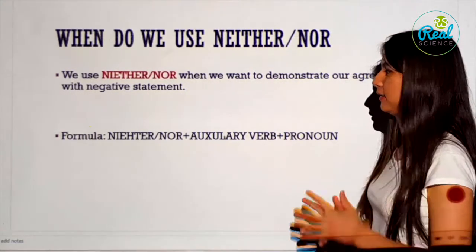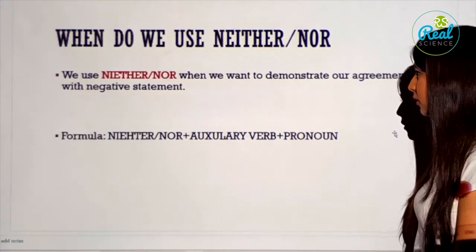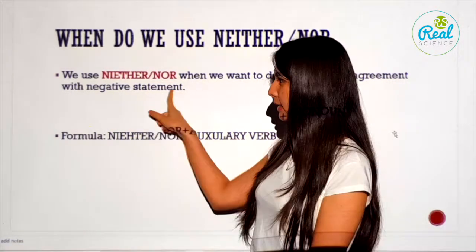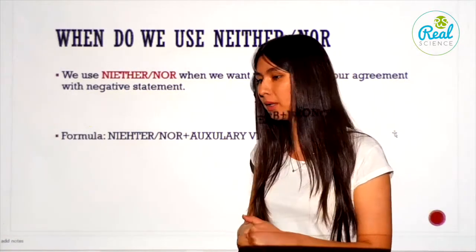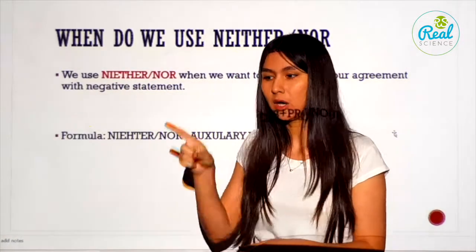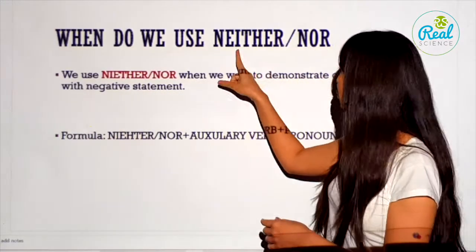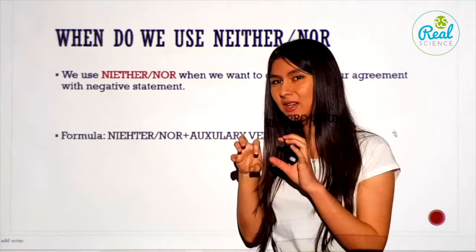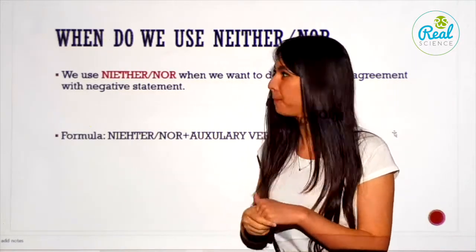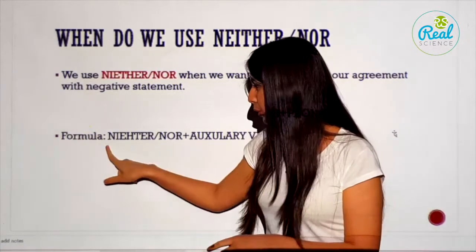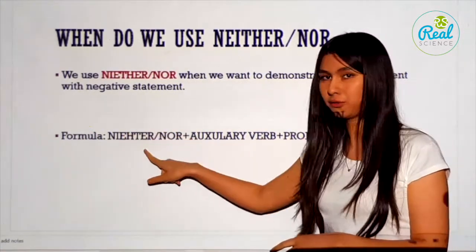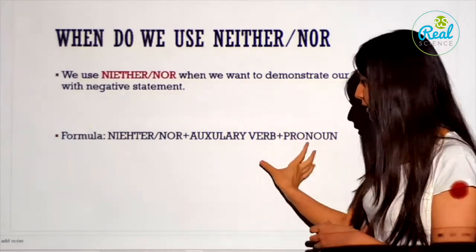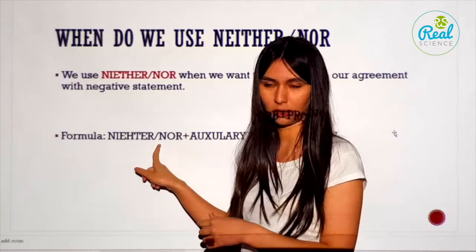We use neither/nor when we want to demonstrate our agreement with a negative statement. Now pay attention to the words negative statement, guys. In the first slide, you could see that we use so with a positive statement, but we use neither/nor with a negative statement. Again, we show our agreement, but our agreement relates to the negative sentence. Now look at the formula. Again, neither/nor, you put first of all plus auxiliary verb as with so, and plus pronoun. So again, the same formula, but instead of so, you put neither/nor.